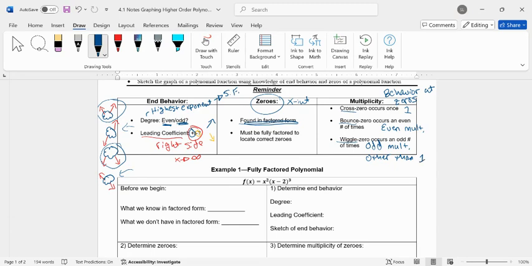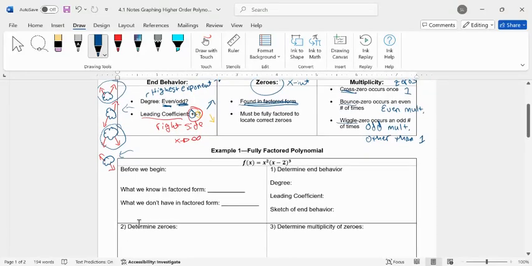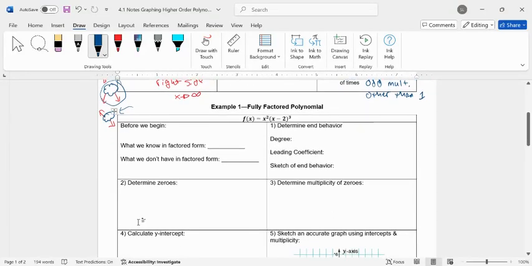So if your exponent is 3, 5, 7, 9, you're going to wiggle. If it's 1, that's just going to cross. So let's go through one example here. I think they're easiest if you just kind of walk through them.